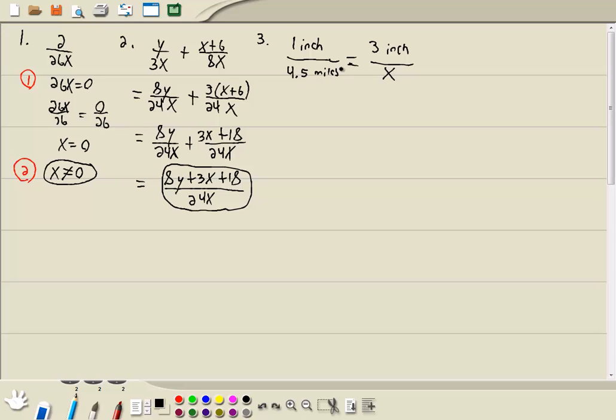Now that's our setup, and I'm going to drop the units of measure now. So I got 1 over 4.5 equals 3 over x. Now cross multiply. Remember, if you got a proportion, a single fraction equals a single fraction, you can cross multiply. So I'll multiply those 2 together, and I'll multiply these 2 together. 1 times x is x. 4.5 times 3 gives us 13.5, I believe. So 13.5 miles.